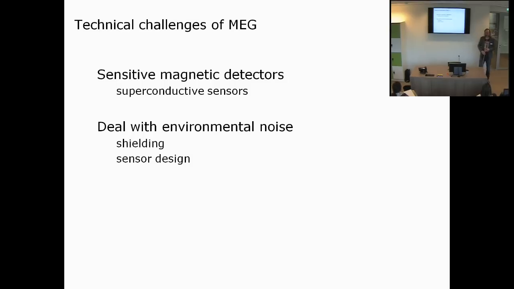The technical challenge of MEG is that we need very sensitive magnetic field detectors to record these magnetic fields. For that we're using superconductive sensors. Furthermore, the fields from the brain are very small, which means that even if we're able to pick them up, they're swamped in environmental noise. That's why we need shielding and a very smart sensor design, and that's what I now want to explain a little bit further.